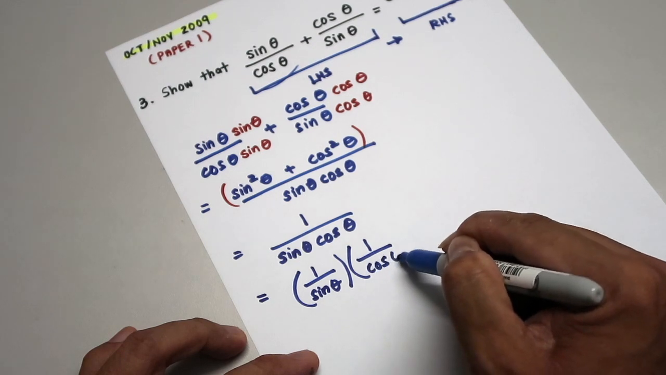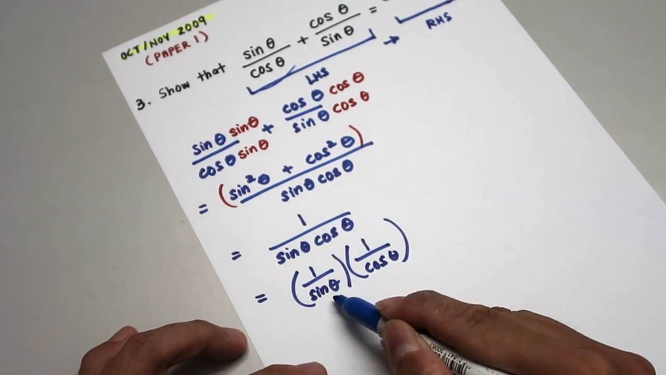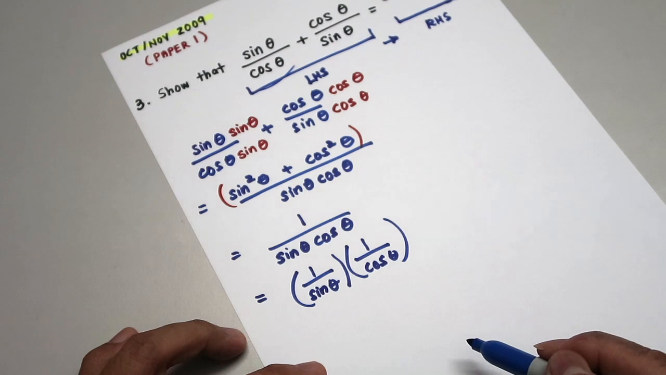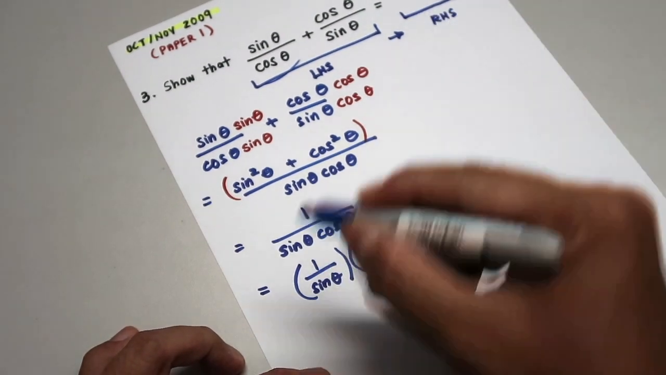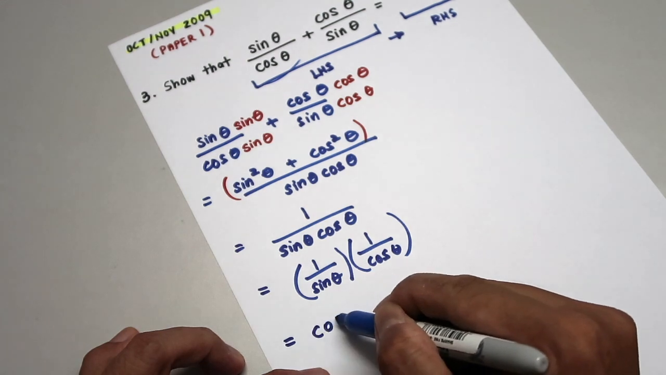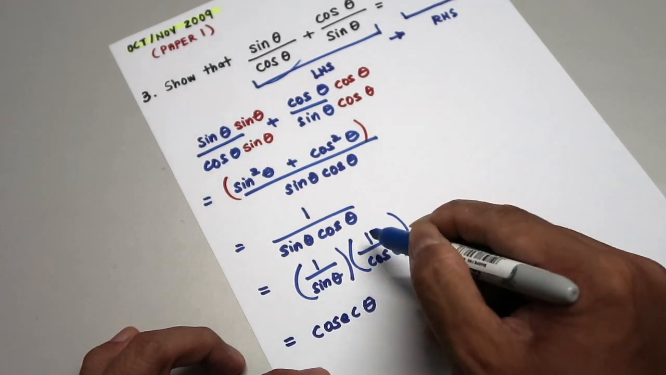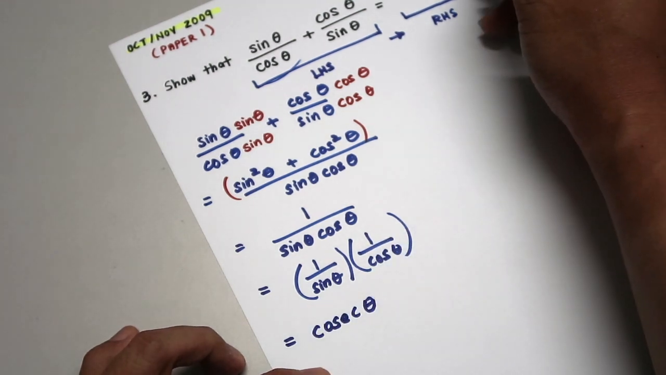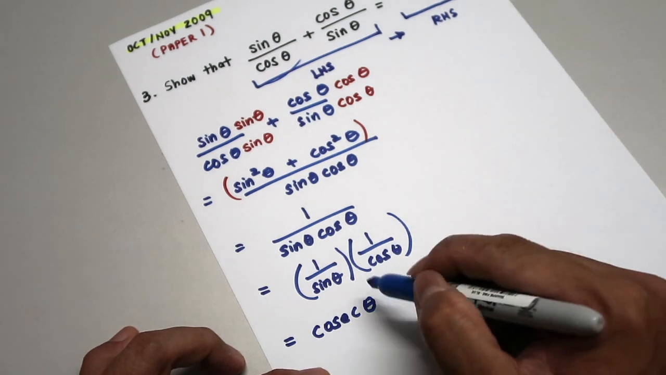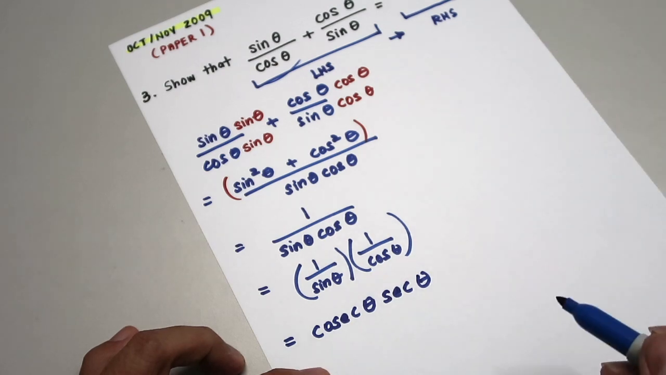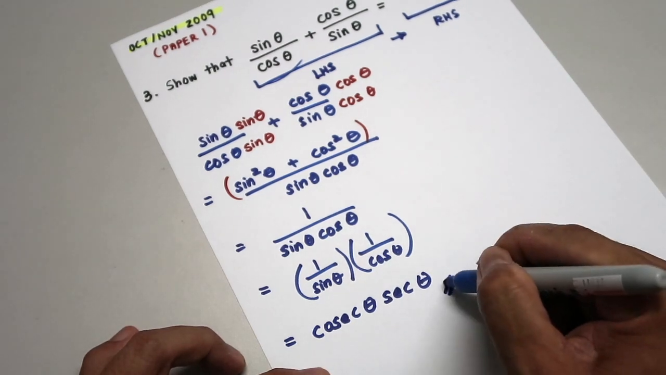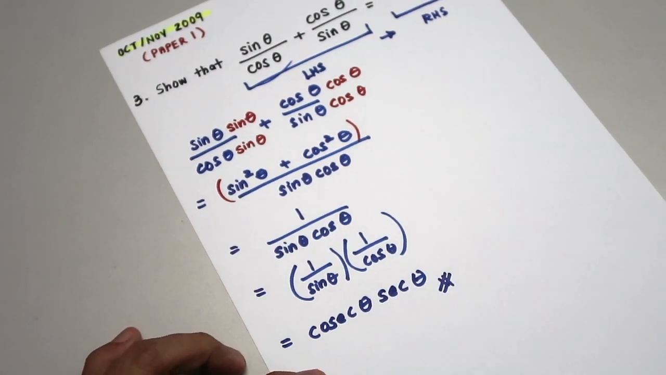It is actually 1 over sine theta multiplied by 1 over cos theta, and 1 over sine is cosecant theta, and 1 over cos theta is secant theta. So this is a shorter, 3-mark question compared to the previous 2 that we have discussed, but generally it follows the same pattern.